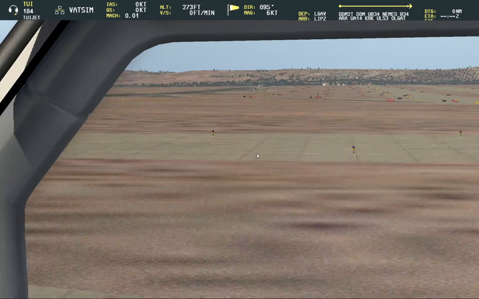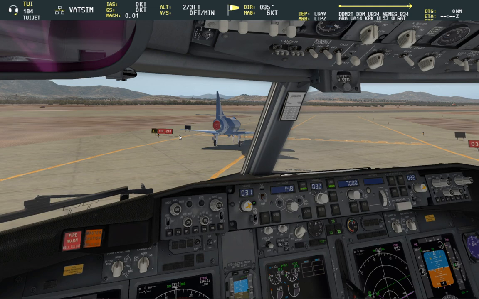Olympic 1-2-1. Olympic 210 for Olympic 1-2-1. Olympic 210, 128 decimal 5.